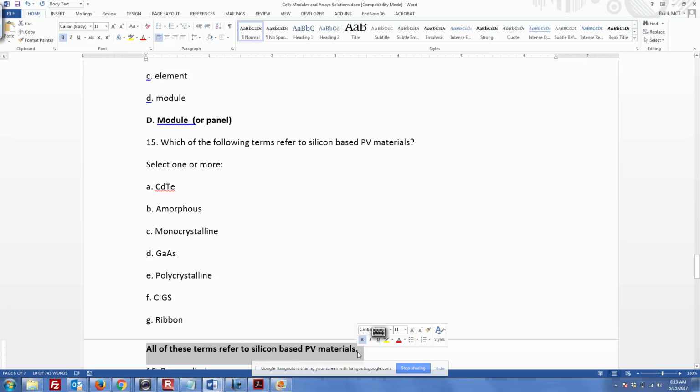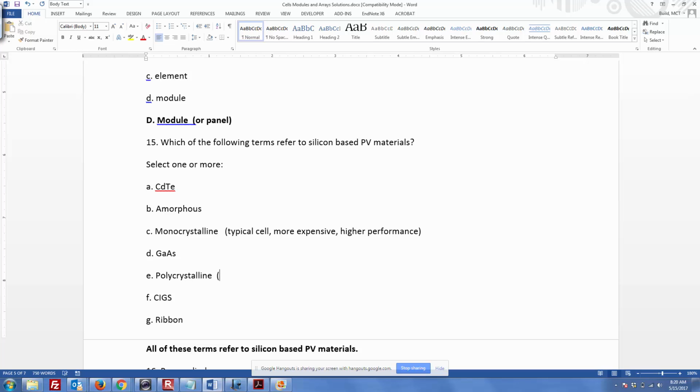And we don't need to get into that very much right now, but typically what you'll be seeing, this is a typical cell, and polycrystalline. This is more expensive. We'll just say more expensive, higher performance. And the polycrystalline is also typical, less expensive, lower performance. And a ribbon, this is just multiple cells in series.